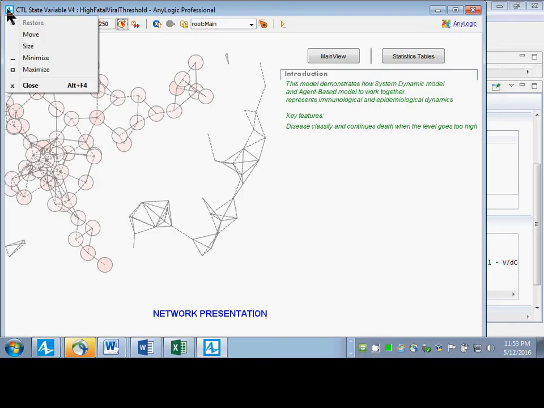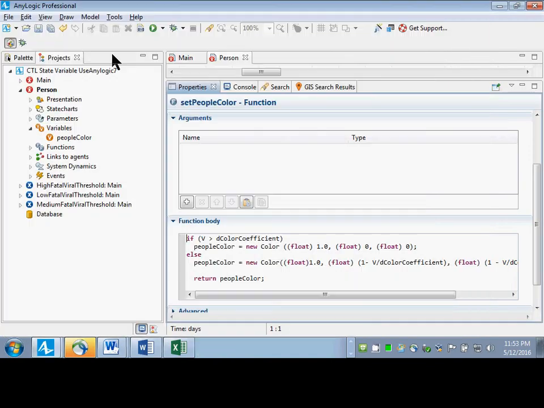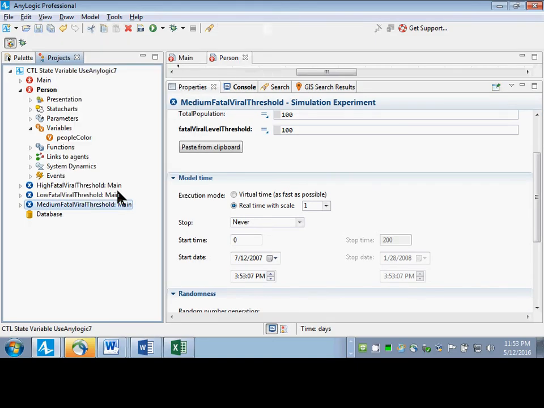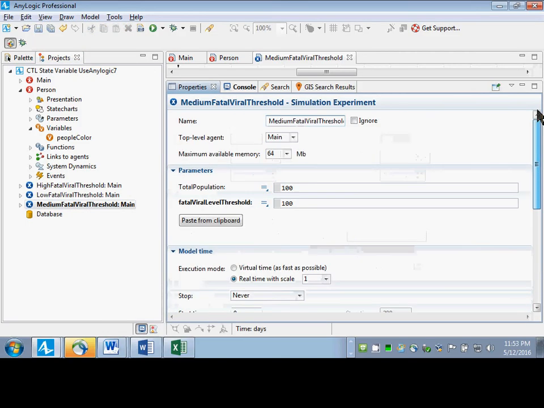Now, ladies and gentlemen, we can stop that experiment. I'd like you to go now to the medium fatal viral threshold. Let's go see what that involves. If we go look at the parameter values, here we have a different fatal viral level threshold. For the high one, we had 1,000. For the medium one, we have 100.